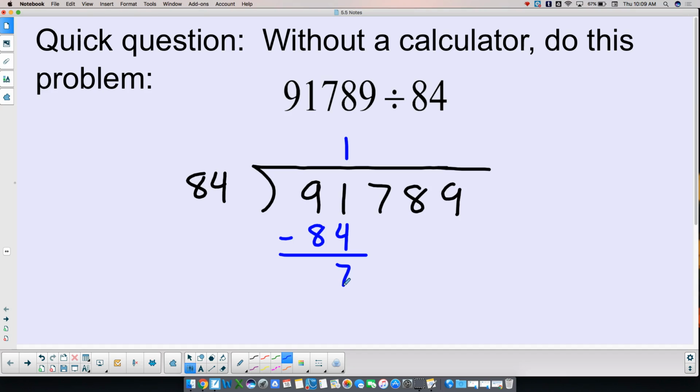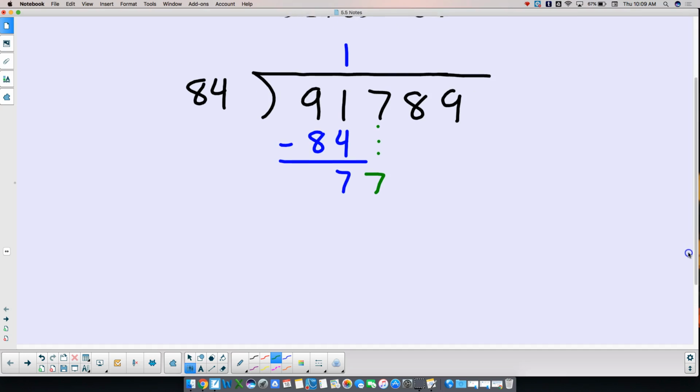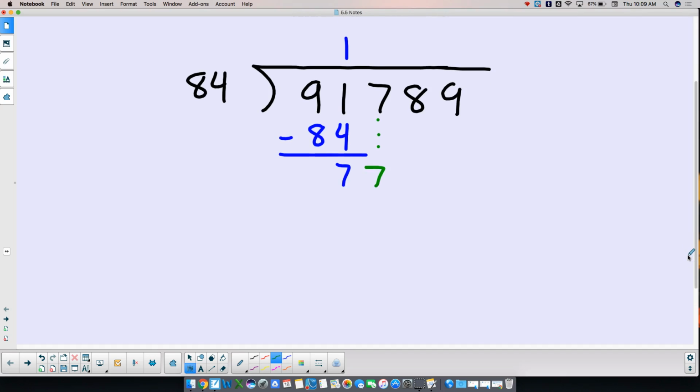Now what? You drop down the 7. I've got to drop down a 7. What do you mean it doesn't work? 84 can't go into 77. So how many times does 84 go into 77? 0 times. 0 times 84 is 0. Subtract, it's 77. Drop down the 8. Now I drop down the next number.